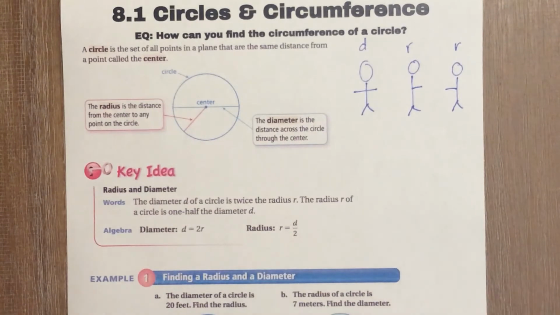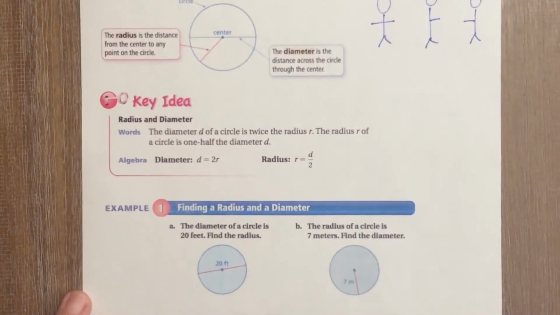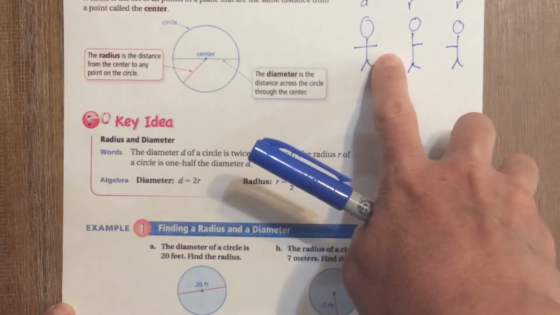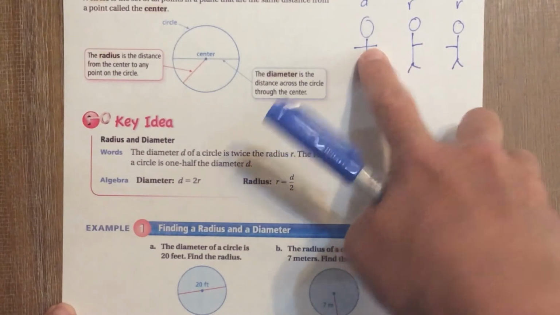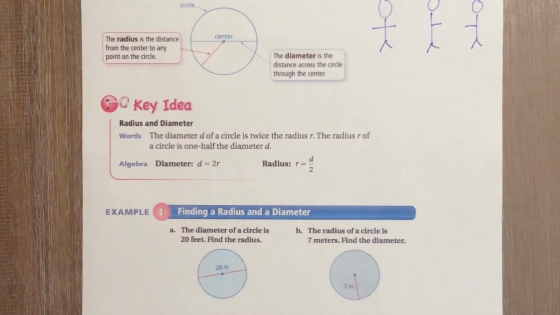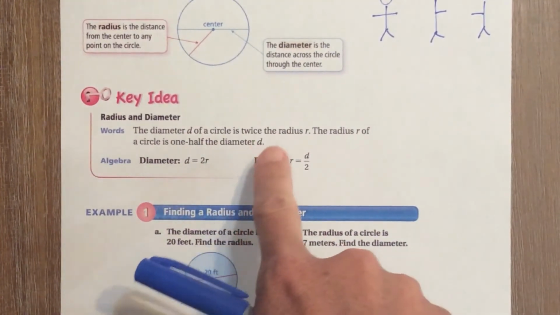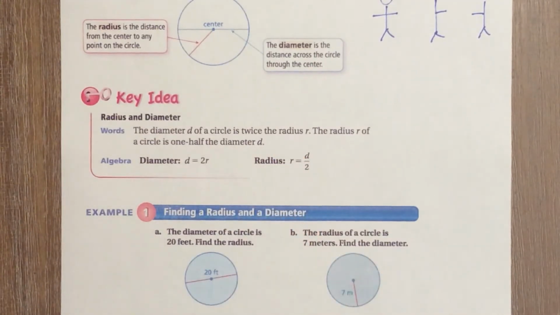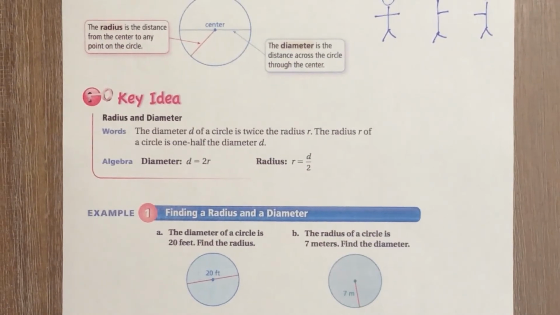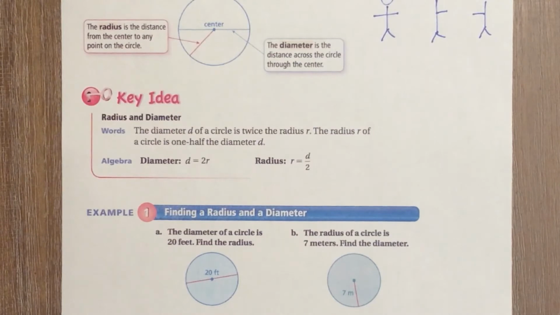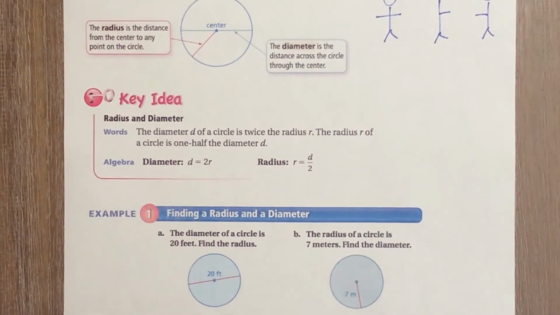Okay, so key idea, we're talking about radius and diameter. From that, you can see here, if here's one arm and here's one arm, and then there's both of your arms out, you know that the radius is half of the diameter, okay? So in words, the diameter, which we represent with a lowercase d, of a circle is twice the radius, which we represent with a lowercase r, or the radius r of a circle is 1/2 of the diameter. So however you think about it, if the radius is 2 inches, then the diameter is 4 inches. If the diameter is 10 feet, then the radius is 5 feet, and so on, okay?